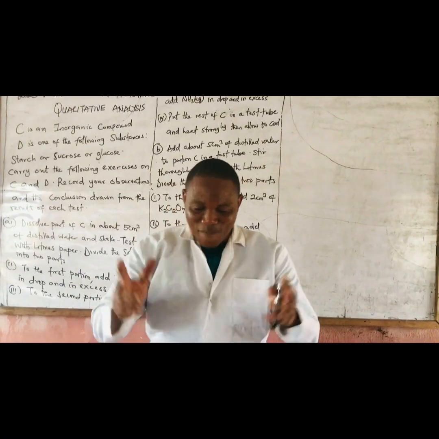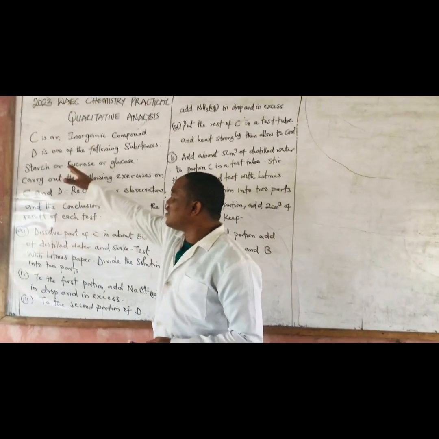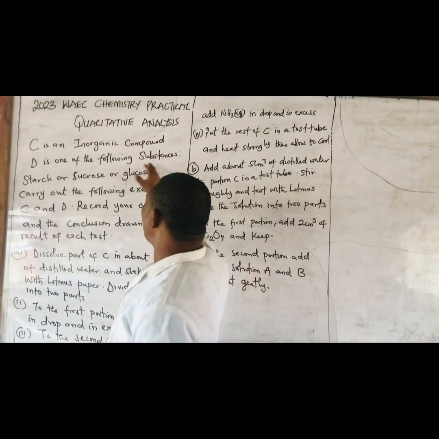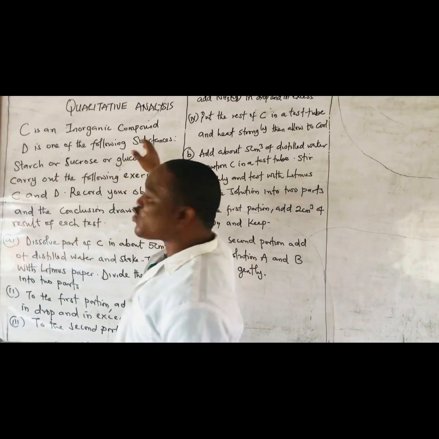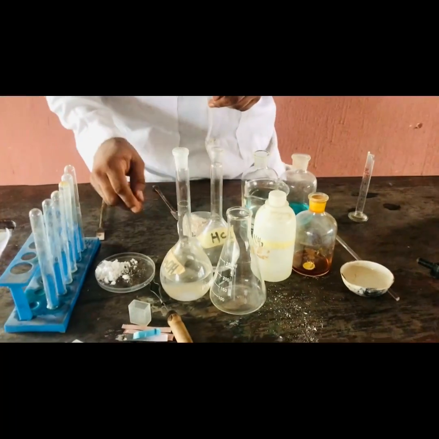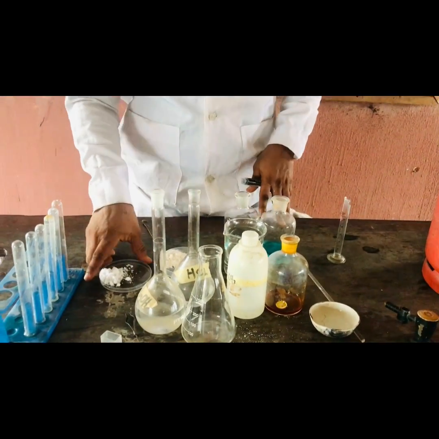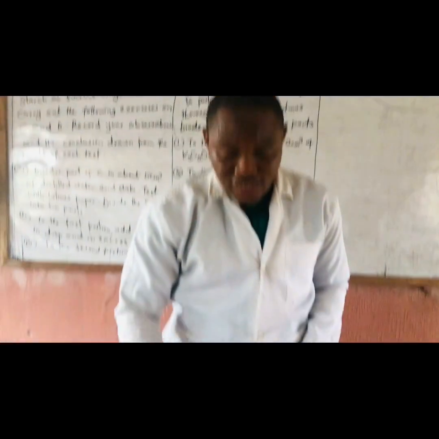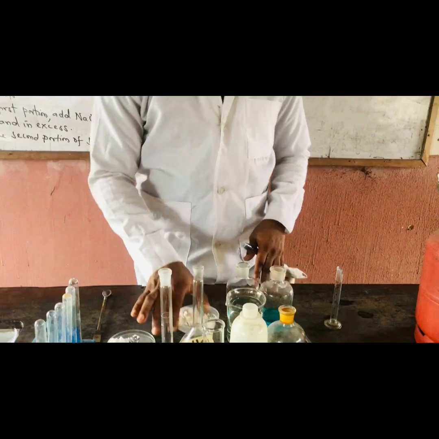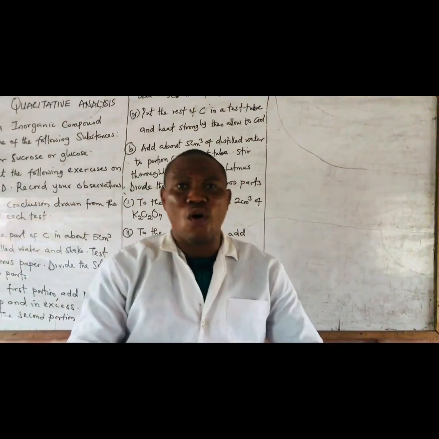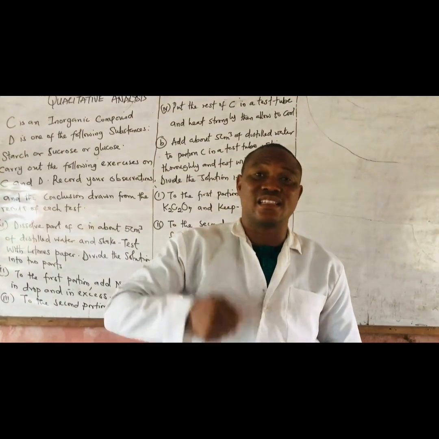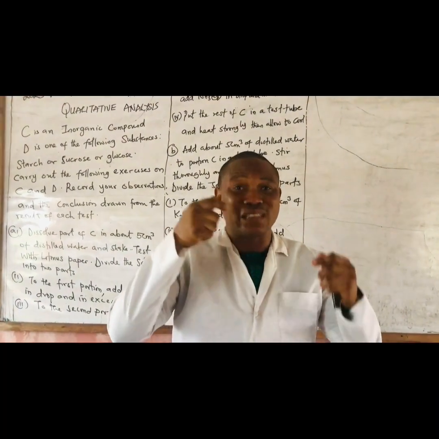And I bet you that you are going to do excellently well in the exam. So very quickly, if you look at the predicted question, C is an inorganic compound. D is one of the following substances: starch or sucrose or glucose. So in your various centers, they would have labeled the specimens C and D. Very important: you don't know all these things, so don't assume that you know it. It is the test that will confirm the compound that we are testing for.